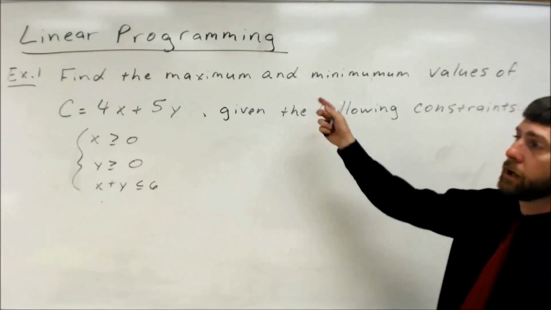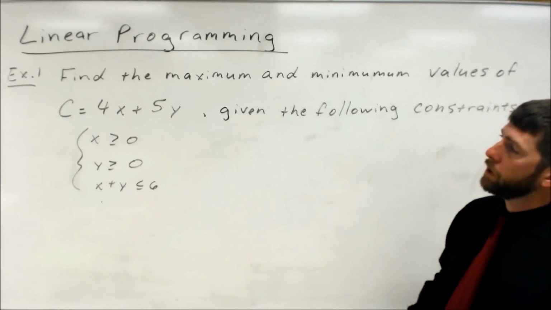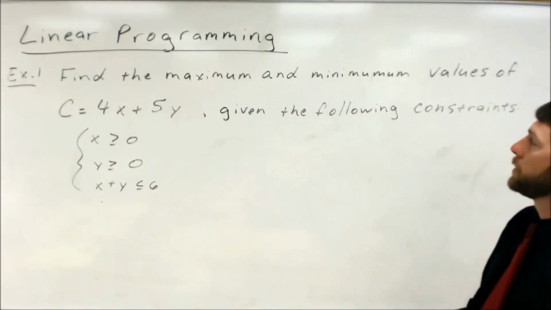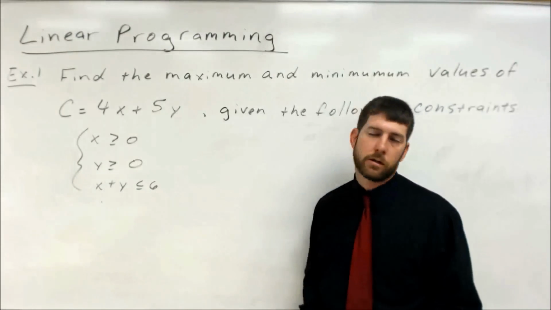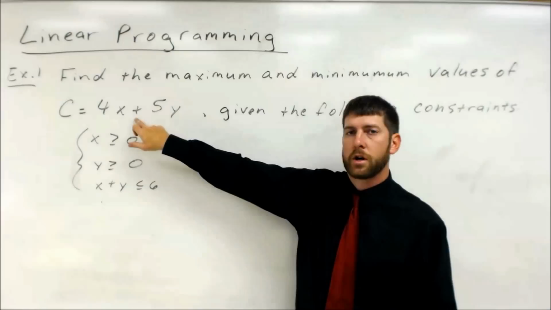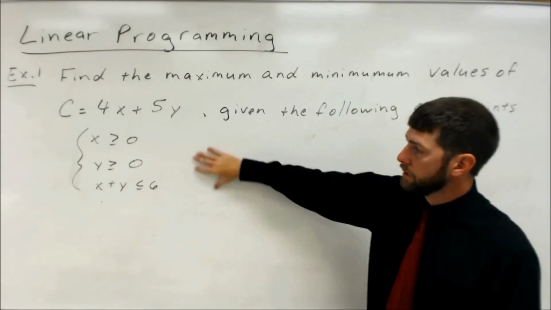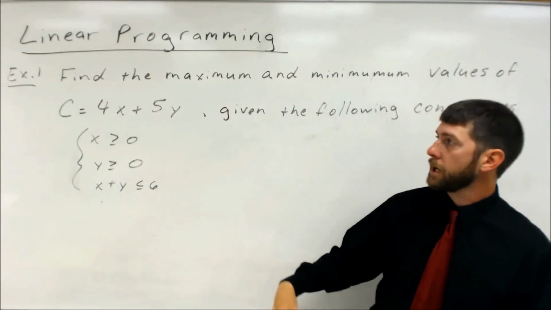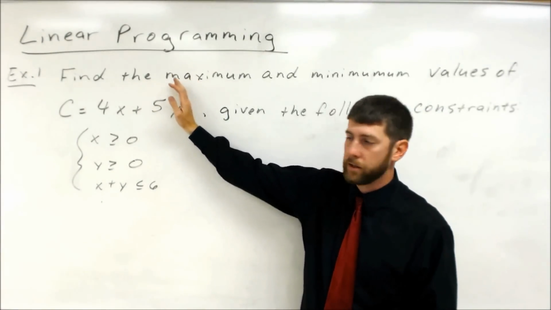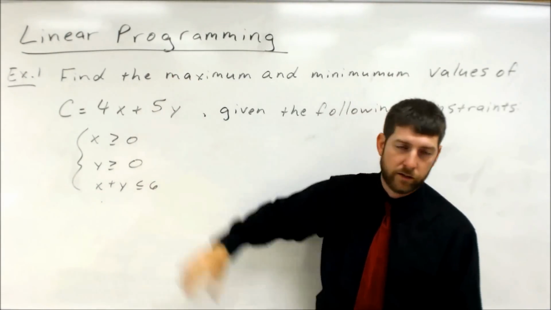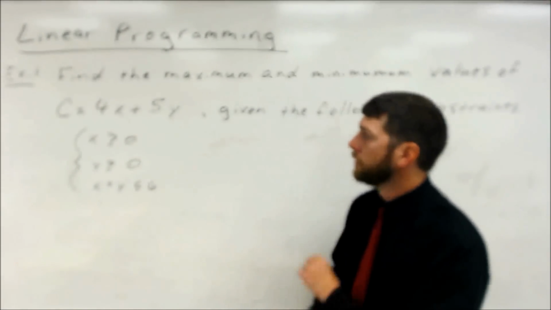Okay, guys. Here we have an example of a linear programming problem that wants us to find the maximum and minimum values of c equals 4x plus 5y. So this is our objective quantity given the following constraints. And here's our list of constraints. A lot of times you may just say find max or min of this right here. And they'll be written like this for the most part.